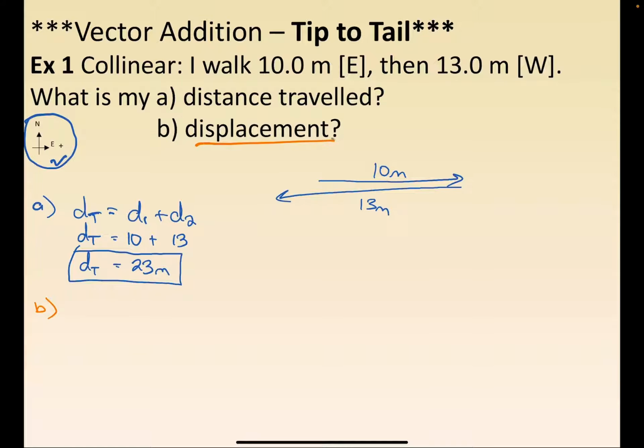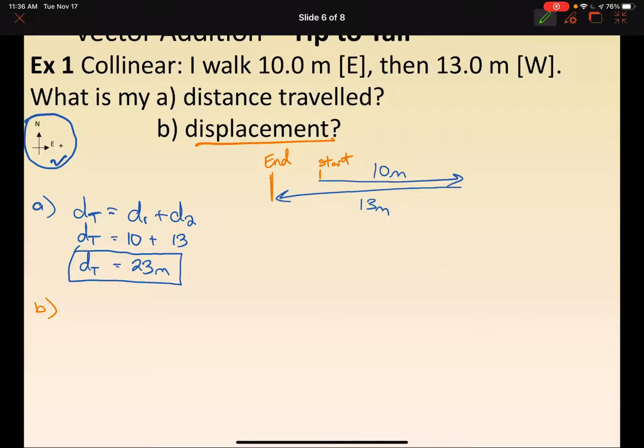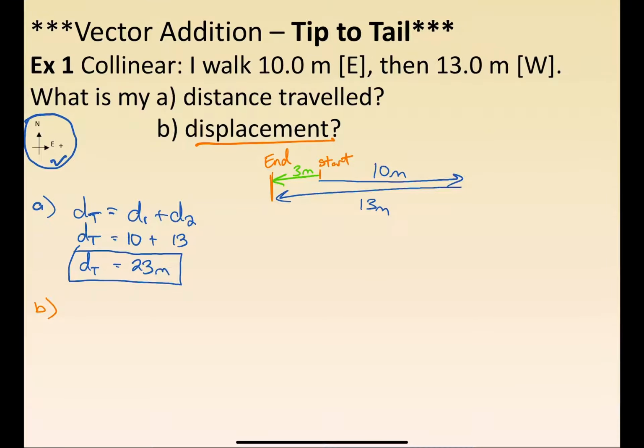The displacement, on the other hand, is a little bit different. Remember, we talked about the displacement being the straight line from start to finish, or end. Let me draw this one in green here. The straight line from start to end is right here. Again, you could probably do this in your head. If I walk 10 meters to the right and 13 meters to the left, this has got to be 3 meters in here. But I want to walk through how we figure that out when it's a harder question.